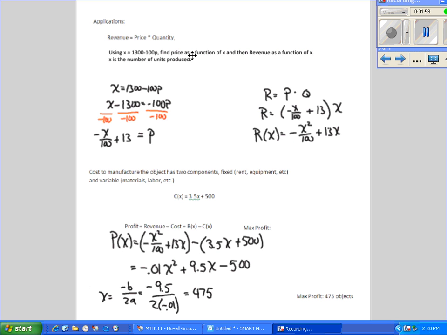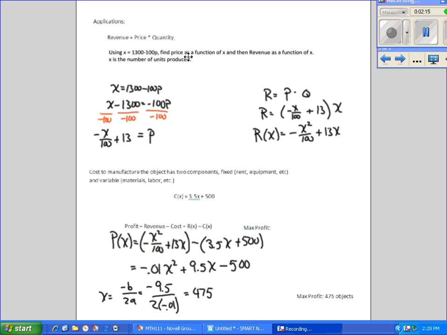Okay, here's an application problem. Revenue is price times quantity. So what we're going to do is multiply a price function times a quantity function. And this is an example we used earlier. We're letting the number of units be 1,300 subtract 100 times the price.